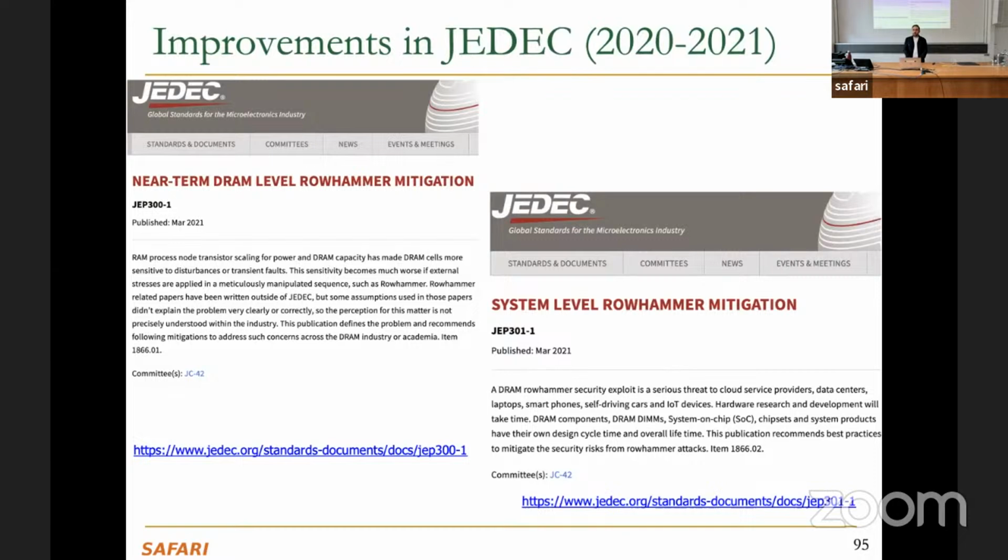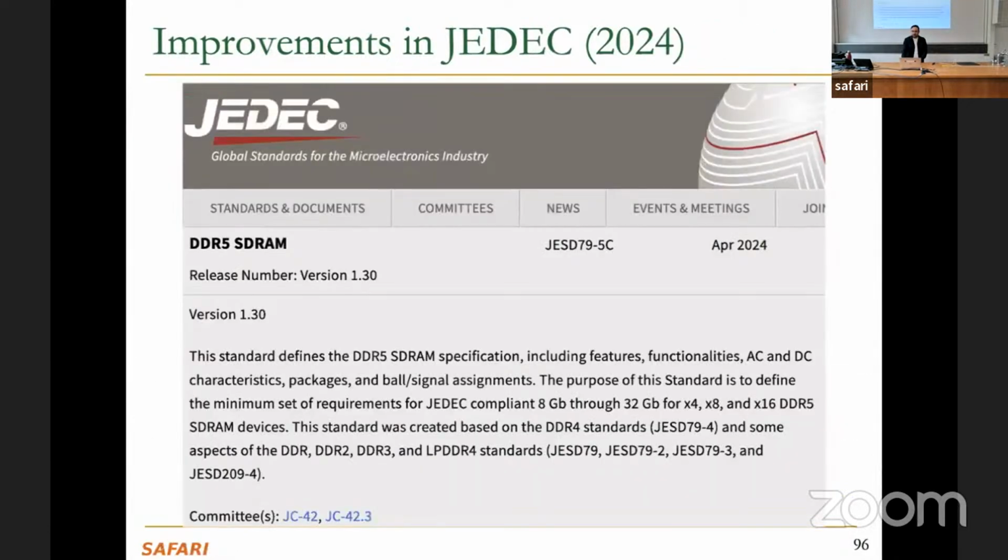So after 2020, we also had some improvements in JEDEC documents. They released near-term DRAM-level RowHammer mitigation and system-level RowHammer mitigation documents. They implemented new commands called refresh management and a new mechanism called PRAC that we will talk about in detail tomorrow. Osan, he's in the back, will be here tomorrow talking about the details of these mechanisms. But I just wanted to mention it now because these are exciting improvements from the industry side.